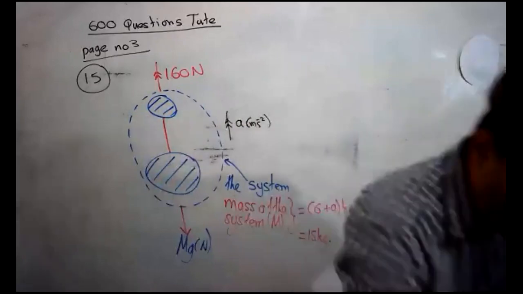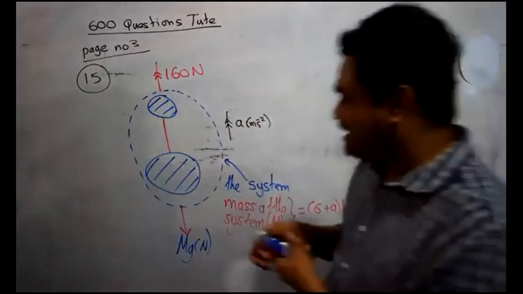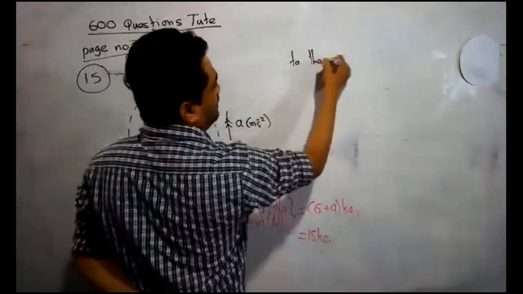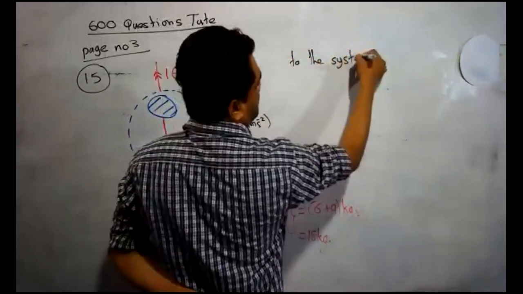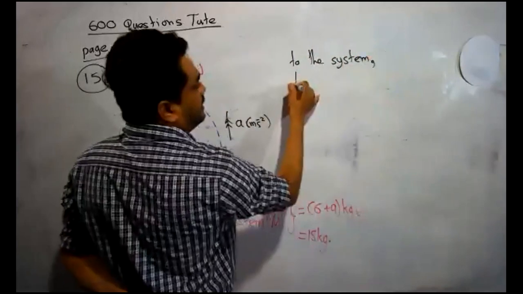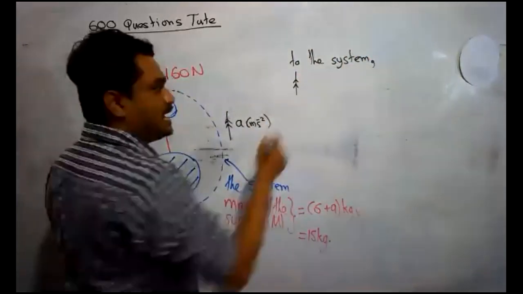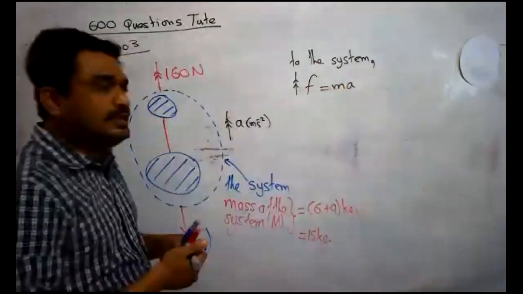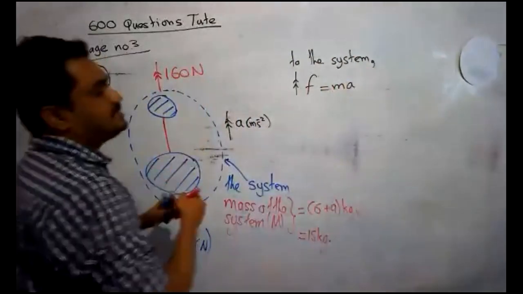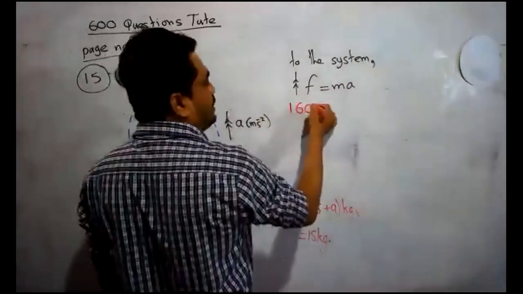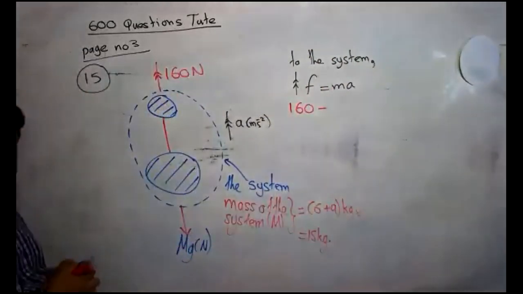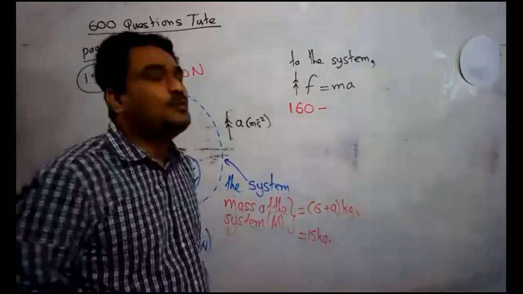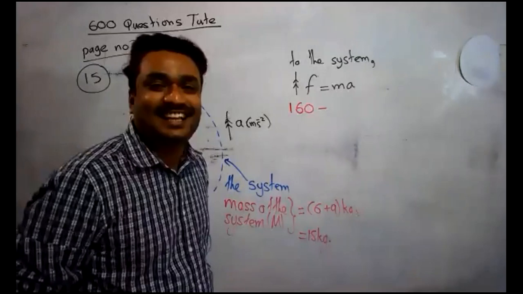Right. How do you find this acceleration? Look at the board. To the system, vertically upward, we apply the equation F equals ma. The upward force is 160. What is the downward force? Somebody please tell me. What is the downward force?